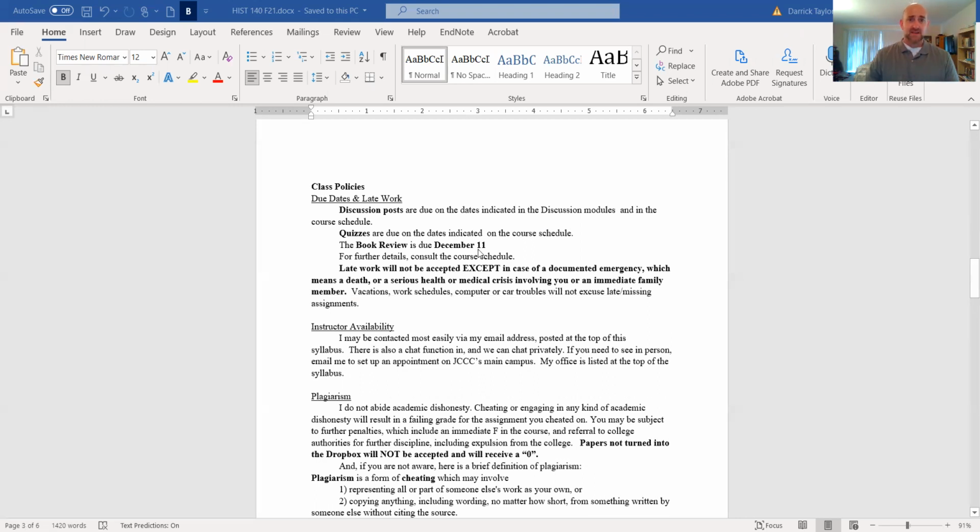Class policies. That one's actually wrong. It should be the 10th. It's actually the 10th, book review. But again, discussion posts are due on the dates indicated in the discussion modules and the course schedule. Quizzes are also due on the dates they're listed. The book review is due December 10th. That's the last thing you'll turn in for the course. For further details, look at the course schedule.